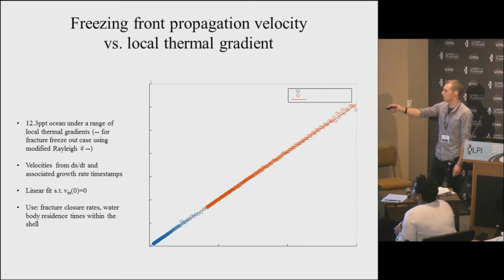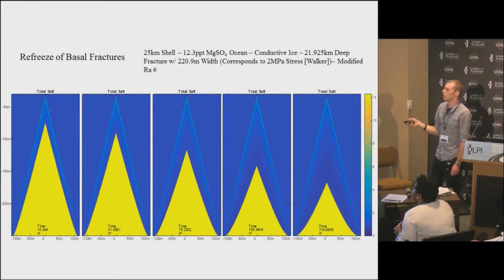This one unfortunately didn't show up either. This is freezing front propagation velocity versus thermal gradient. You can do the same thing and you get a simple linear relationship. You can go back to something like these fractures and use these estimates that relate the thermal gradients to the freezing front propagation, and you can come up with estimates for these crack closure times. The idea is that you can just apply these two-phase models to get somewhat more accurate estimates for freezing propagation times and compositional profiles.